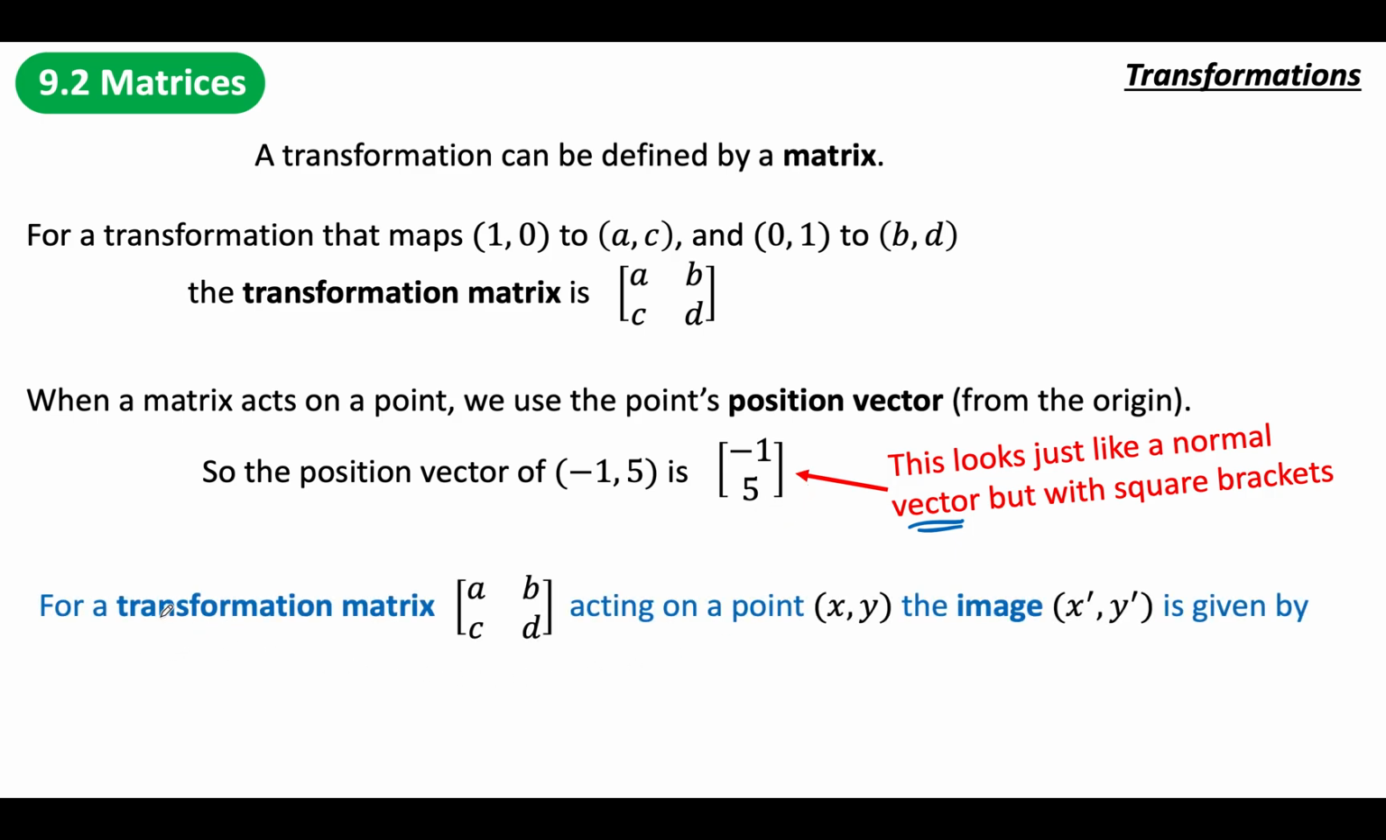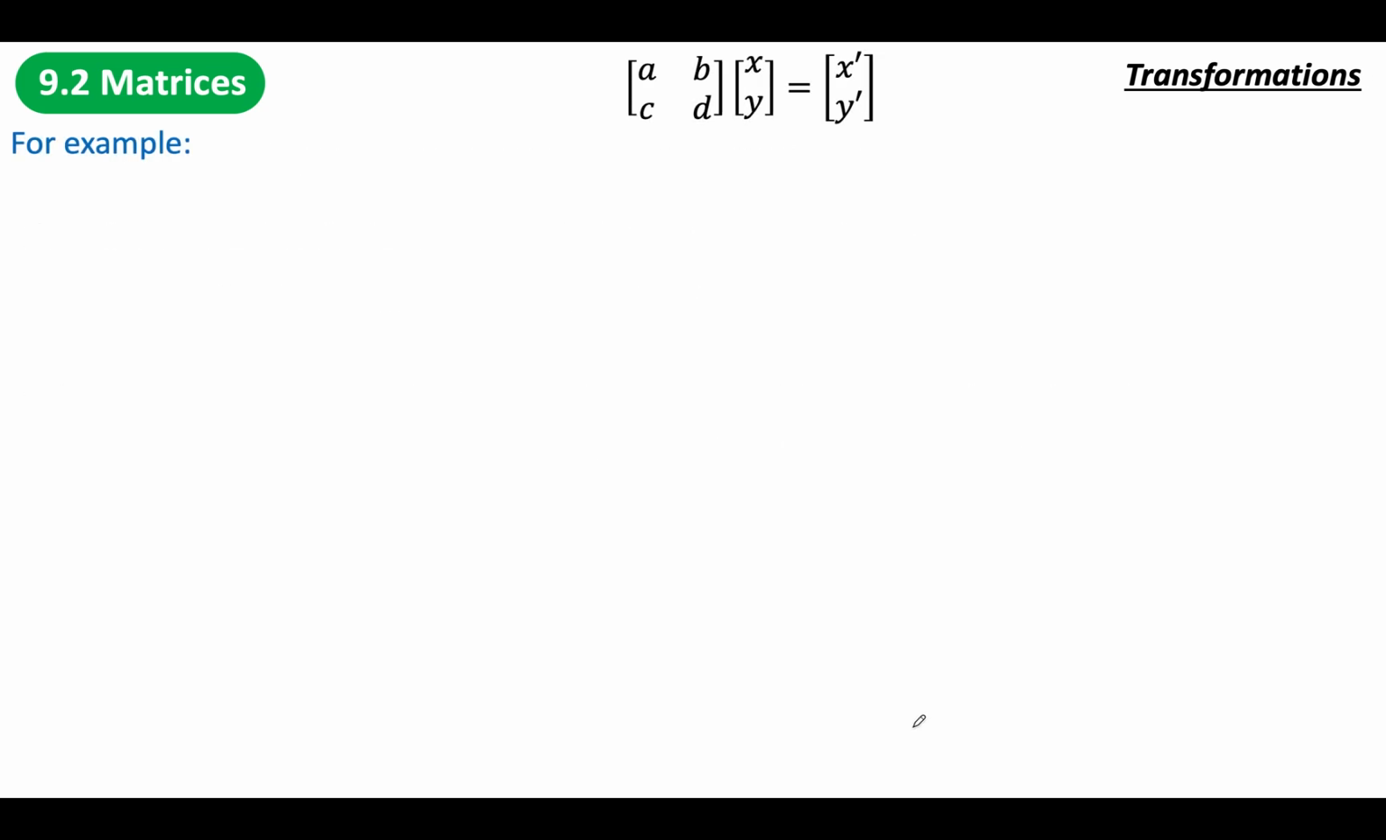So in general, for a transformation matrix, let's try that again. For a transformation matrix, (a b; c d), acting on a point (x, y), the image (x dash, y dash) is given by this. It's acting on (x, y), and it gives you the position vector of the new image, x dash, y dash. Yeah, so that we'd obviously expect to see numbers in there. All right. Okay, let's leave that parked at the top there, so you've got the basic idea.